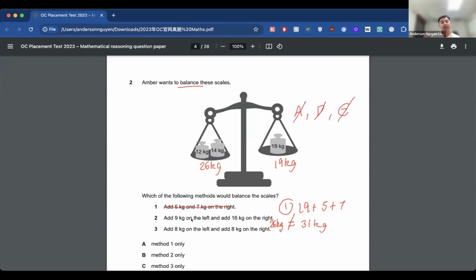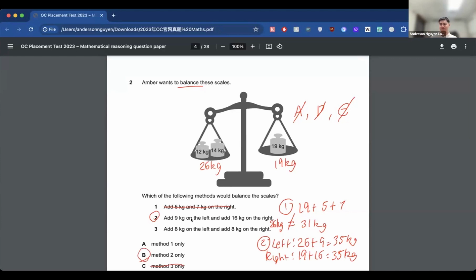If you add 9 to the left and 16 kilos to the right. So let's try that out now. On the left, 26 plus 9 is 35. And on the right, 19 plus 16 is also 35. So we see the left and right are the same, so they're balanced. So anything with method 2 is going to be correct. Therefore, C is automatically wrong because it doesn't mention method 2. All right, so that's why B is our answer.